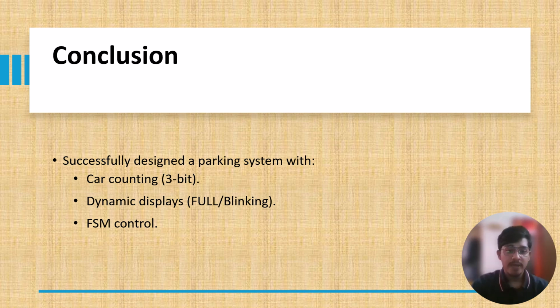Now we are in our conclusion. We successfully designed a parking system with 3-bit car counting, dynamic displays for full and blinking, and FSM control. But if we want to upgrade the system, we have to use a 4-bit counter, and we can use an LCD screen, and this will help the user to understand clearly.